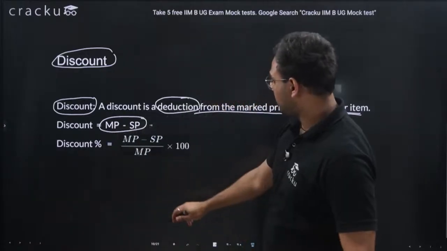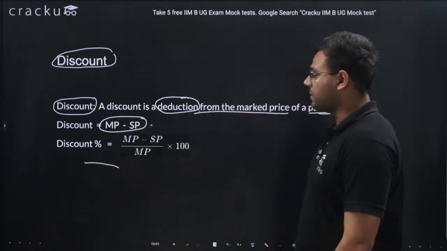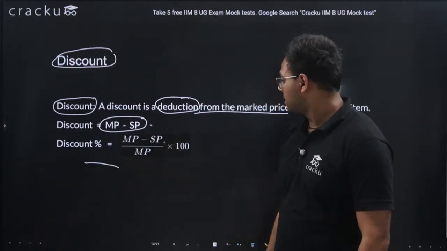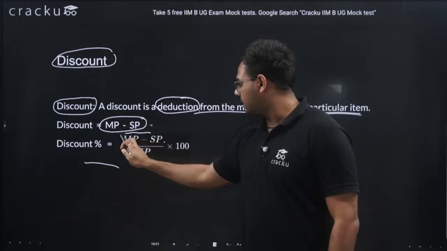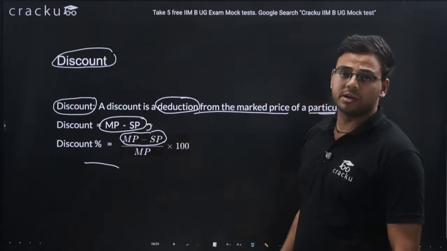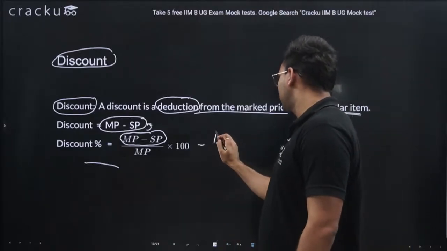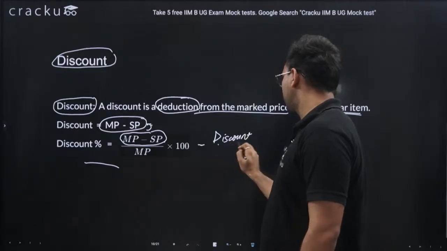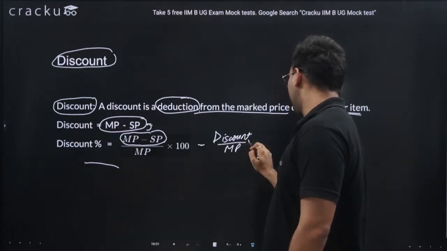Now we have the formula for discount percentage. Discount percentage is mark price minus selling price divided by mark price into 100. Again, this mark price minus selling price, that is the numerator, can be substituted with discount. So this will become discount by MP into 100.